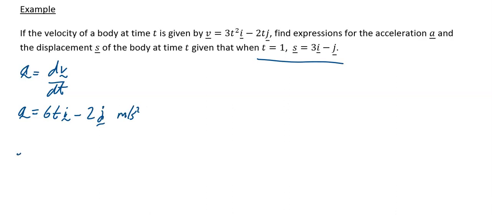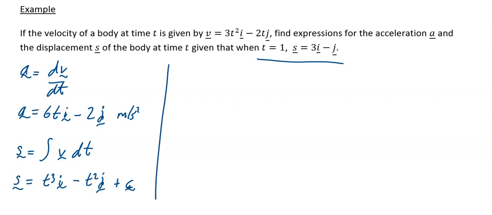To get your displacement, a wee bit trickier. You get your displacement by integrating your v with respect to time. So if you integrate your v with respect to time, what you'll get is t cubed i, and then minus t squared j, and then plus your constant c. And it's a vector constant here, because it could well have i parts and j parts, we don't know. So we have to look back at this condition.